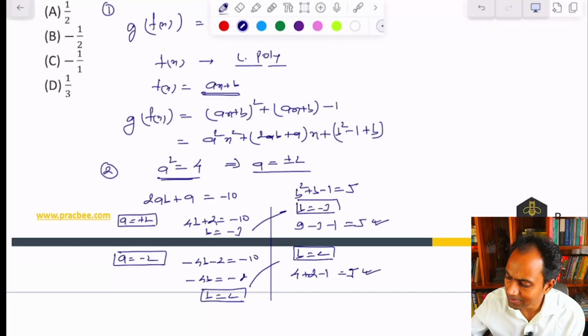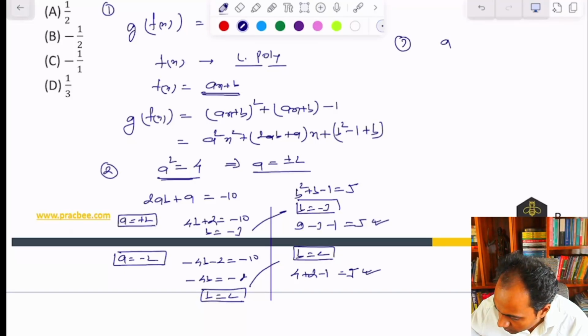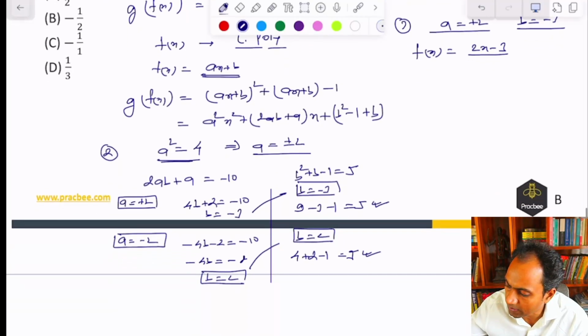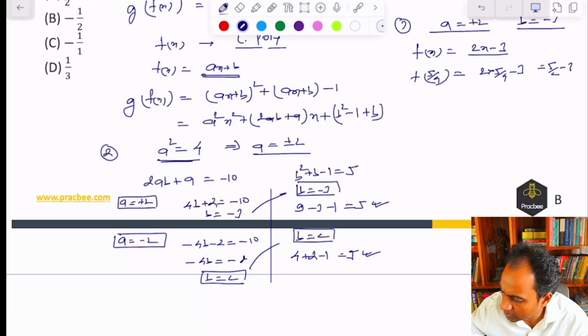So what we can see is basically there are two pairs of values. One corresponds to a equal to plus 2, where we can have the value of b as minus 3. If I consider this value, my function can be 2x - 3. If I want to find the value at 5/4 for this function, this is 2 into 5/4 minus 3. That becomes 5/2 - 3. This is minus 1/2.